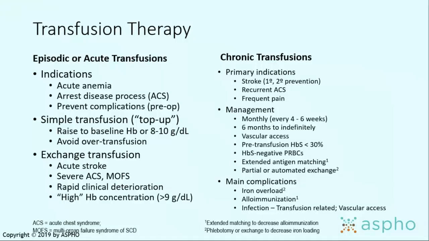The main risk with chronic recurrent transfusions is iron overload. Small risk of infection related to their vascular access, and then transfusion-related infections, and then alloimmunization, which is where they develop antibodies against antigens on the donor's red cells that are different than their own, which can make matching blood in the future take longer or more difficult to find a donor.